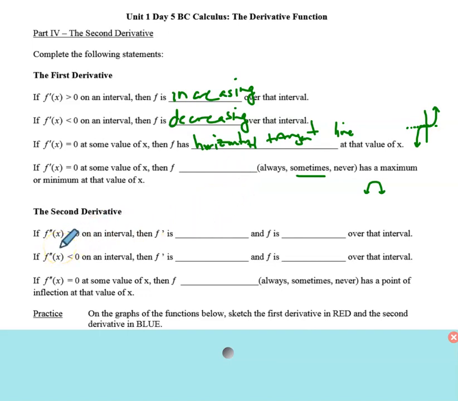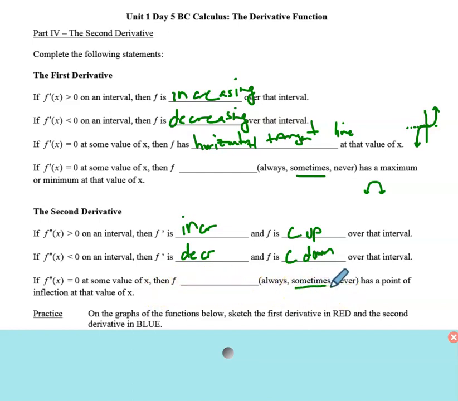And we alluded to this when we graphed our derivative graph a couple of slides ago. If the second derivative is positive on an interval, that means that f prime is increasing, which means that f is concave up on that interval. If the second derivative is negative, then f prime is decreasing on the interval, and f is going to be concave down. And if f double prime is zero at some value of x, then the function always, sometimes, or never has a point of inflection.